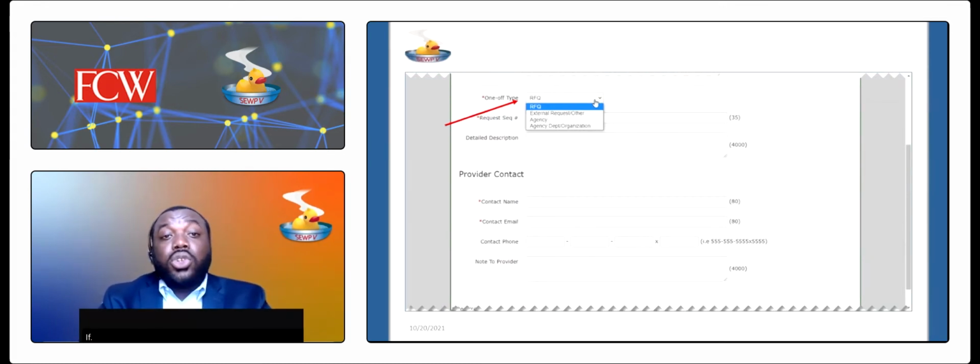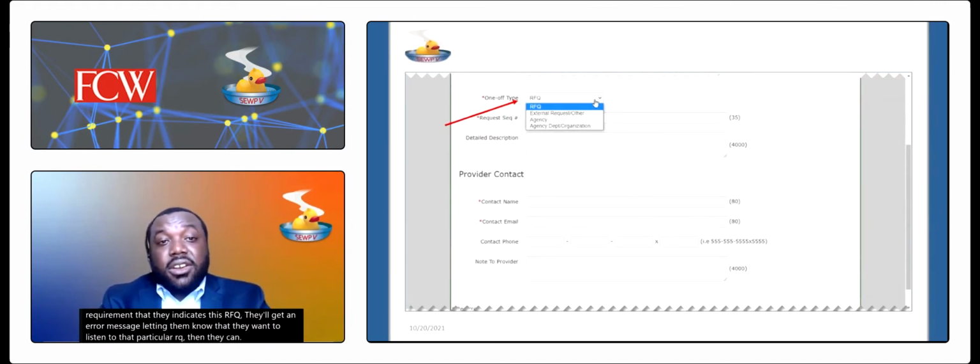If the contract holder is not solicited for the requirement they indicate, they'll get an error message letting them know that they weren't solicited for that particular RFQ. Then they can select an external request. That means they're using a system other than ours, or the customer is using a system other than ours, to solicit this requirement. But we can keep track of that as long as there's additional information provided. Should you have that information, we can look it up.